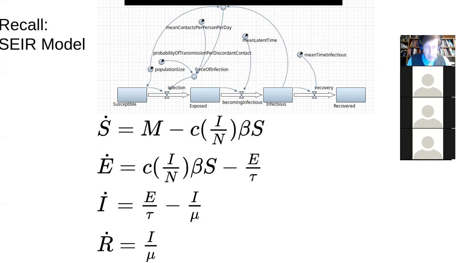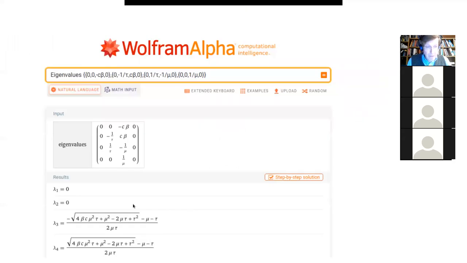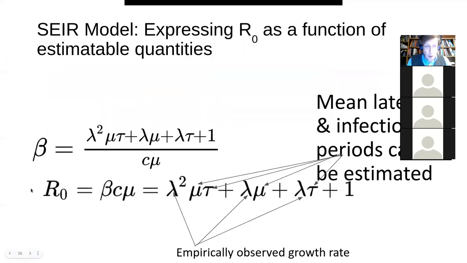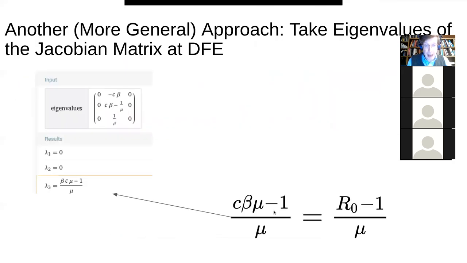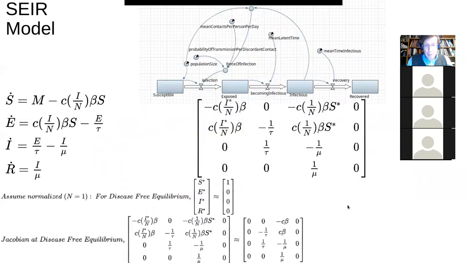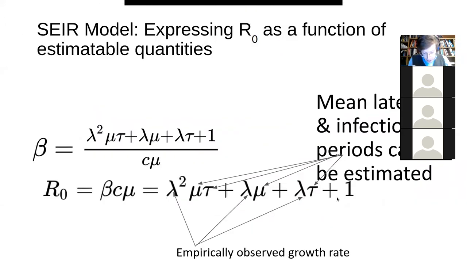But here, if we have an SCIR model, we have a different rule for how we compute R naught. If we assume an SCIR underlying structure of the system, we have a different rule for computing R naught based on the parameters of this model than if we are assuming an SSIR model. We have to say, okay, what sort of system do we think this is? And derive the eigenvalues from the Jacobian matrix of that system around the disease-free equilibrium. Quite a mouthful, I know.